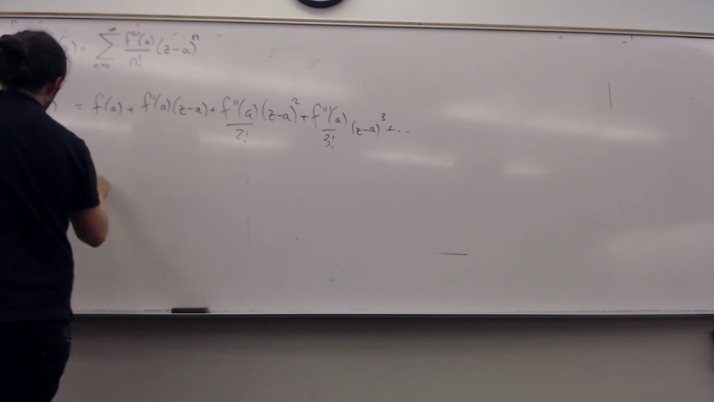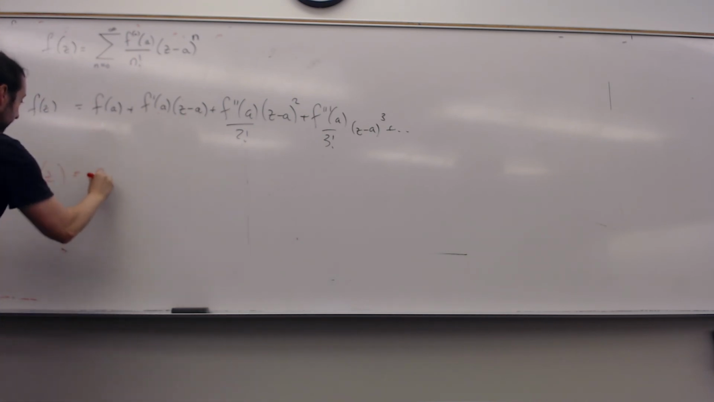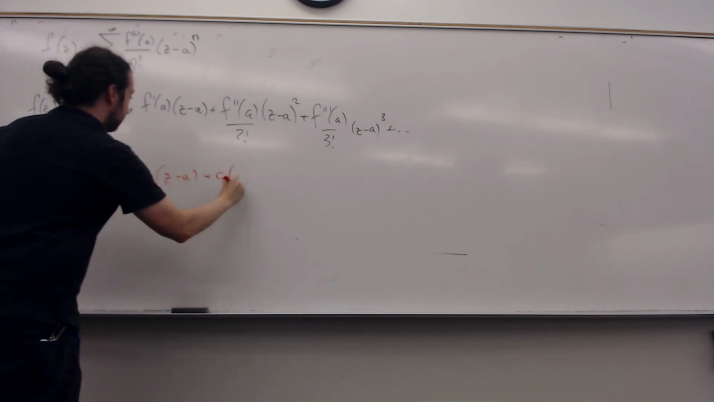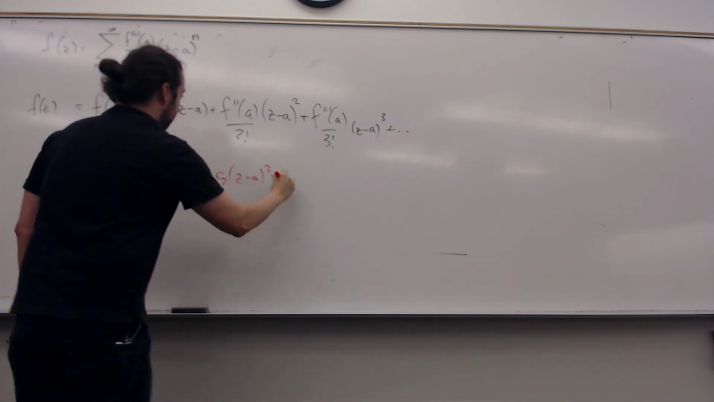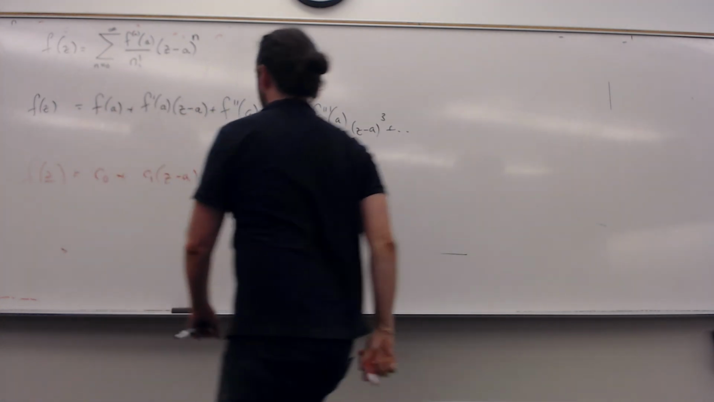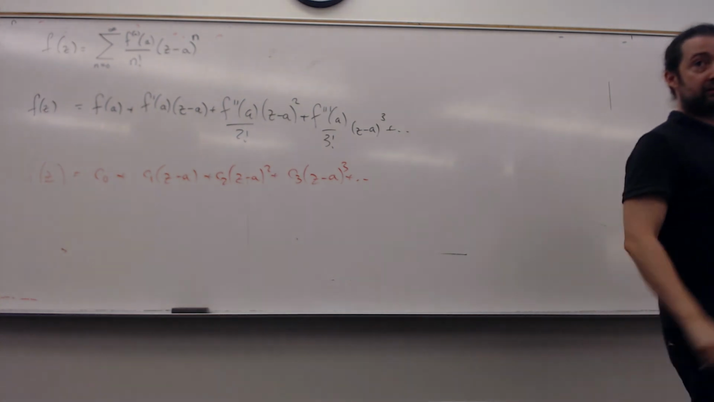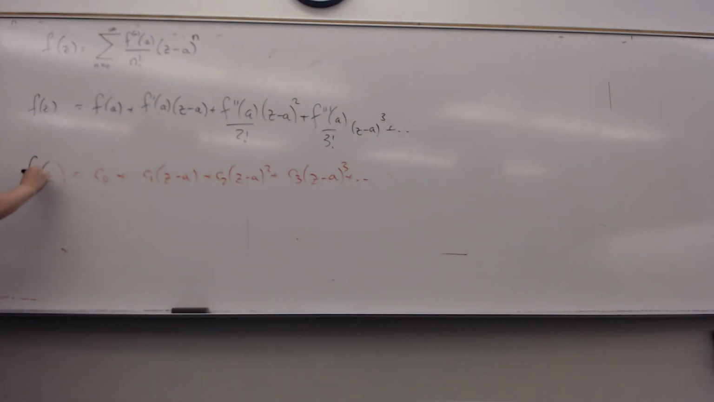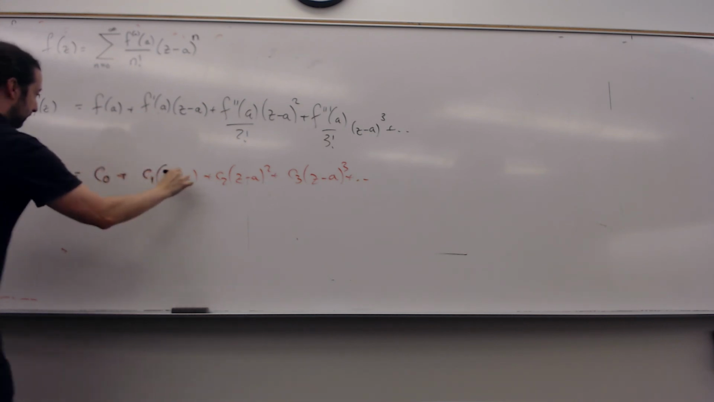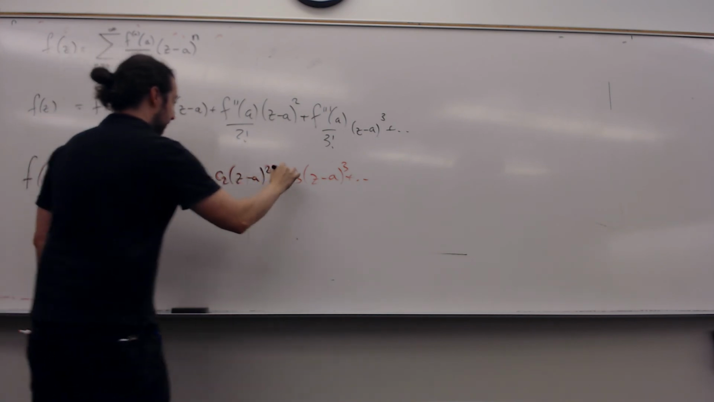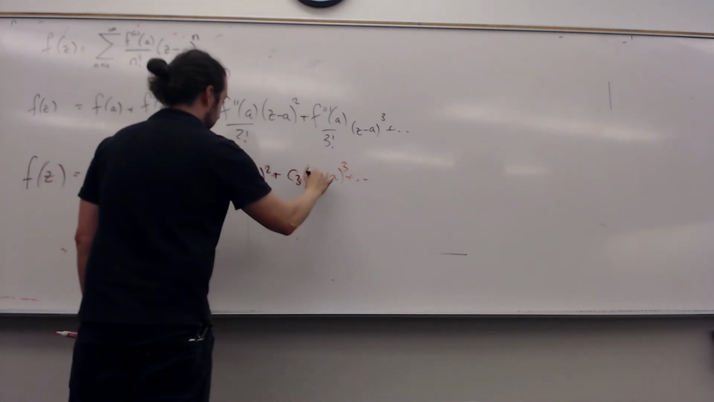Notice that we've been doing computations that look like this. f of z is equal to c naught plus c1 (z minus a) plus c2 (z minus a) squared plus c3 (z minus a) to the third, and so on. This is just a general power series, right?